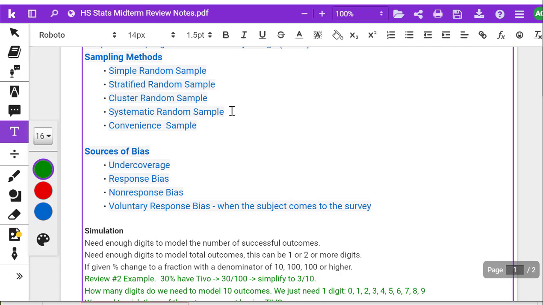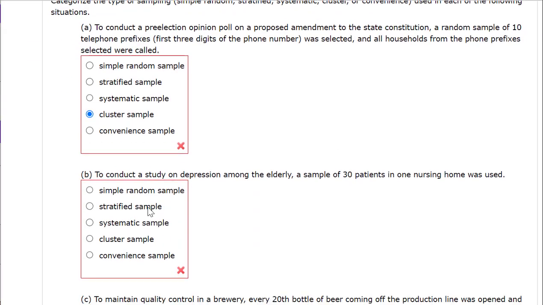So cluster sample, randomly picking whole groups. And telephone prefixes are a group. Prefixes, there we go, are a group. All right. Okay. So let's go back to our question. So we're going to say cluster there.